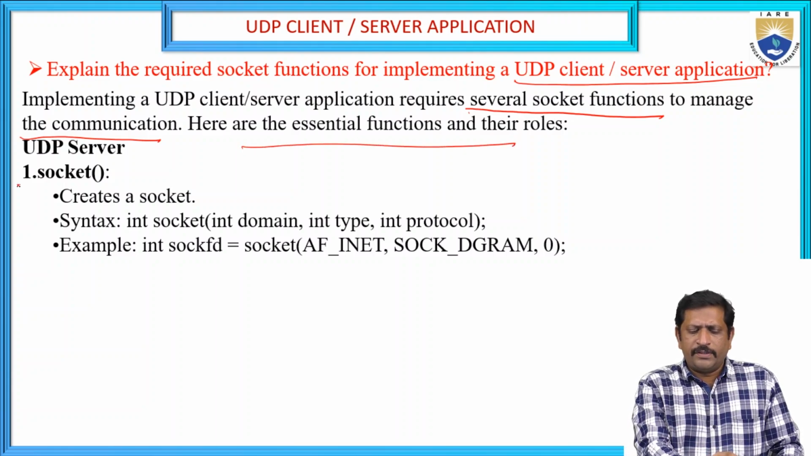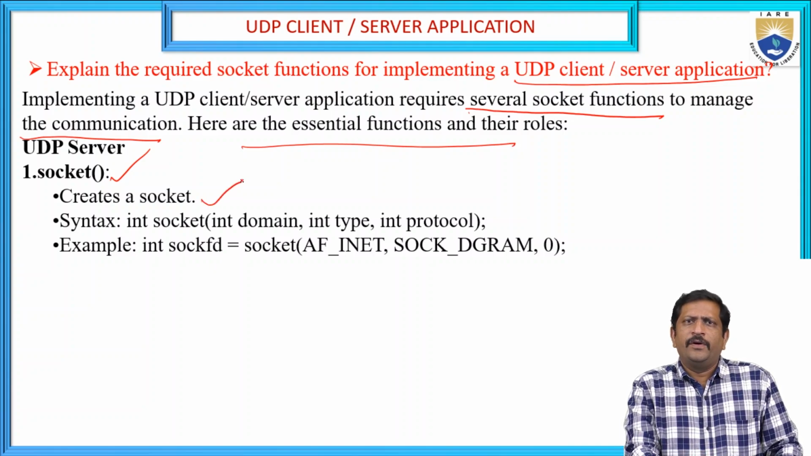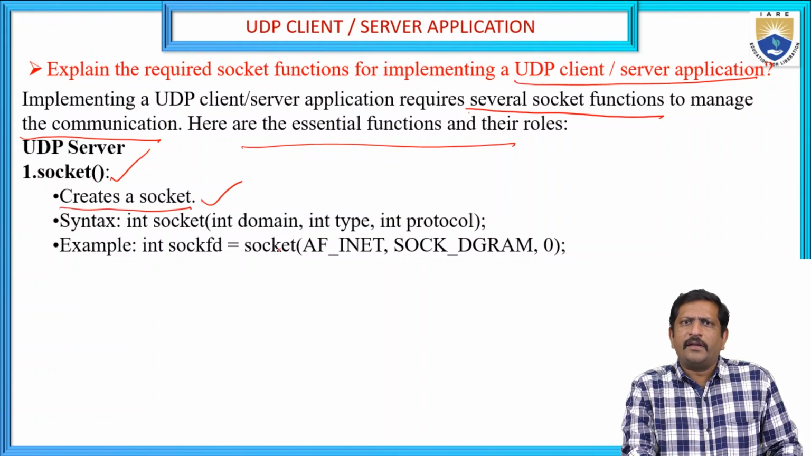The first function at the UDP server side is the socket function. First we have to create it. Why are we creating this socket? With the help of this socket we can communicate information. That means we can send information or receive information. The socket can be created at both the client side and the server side.